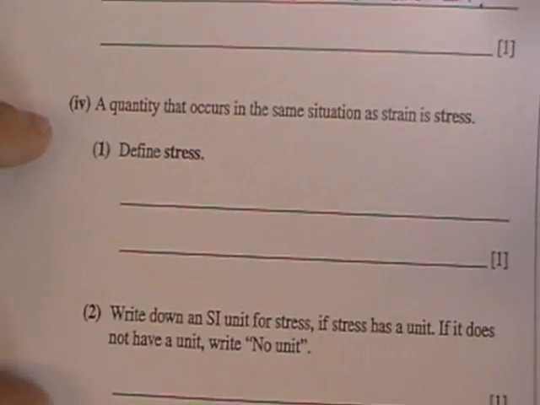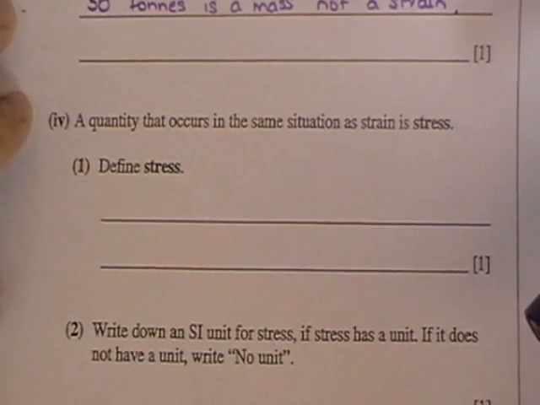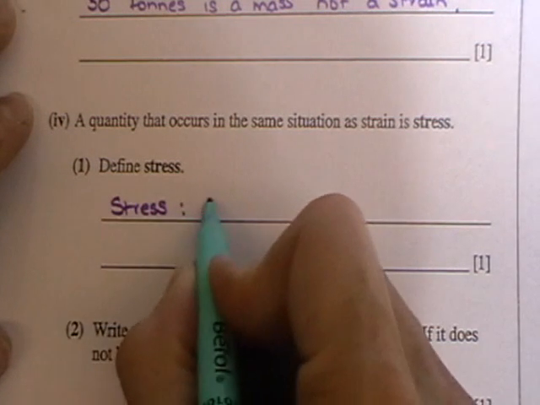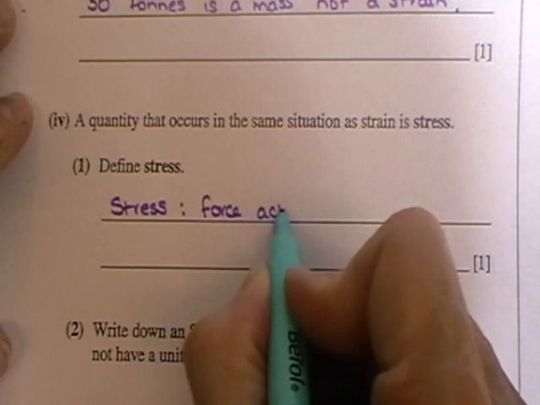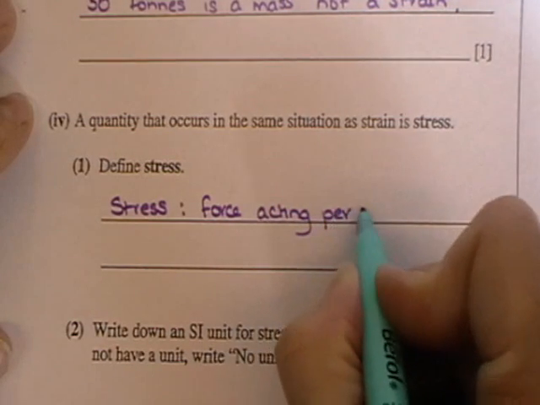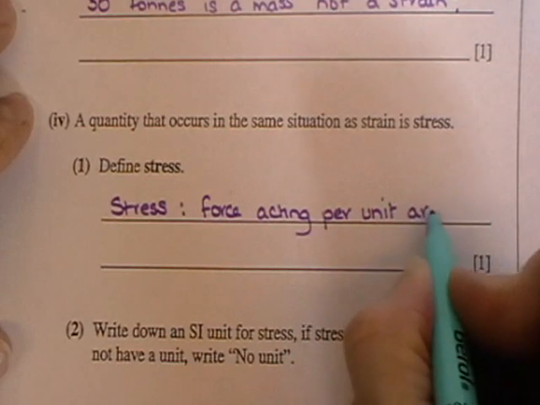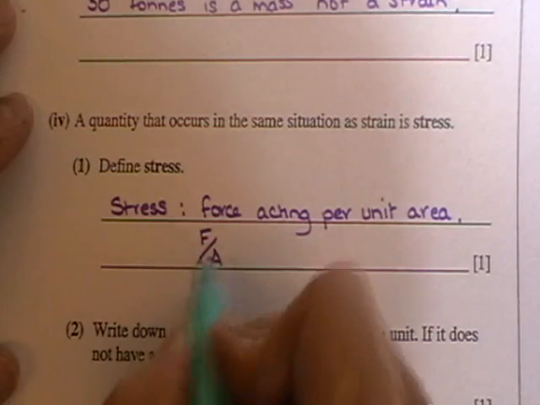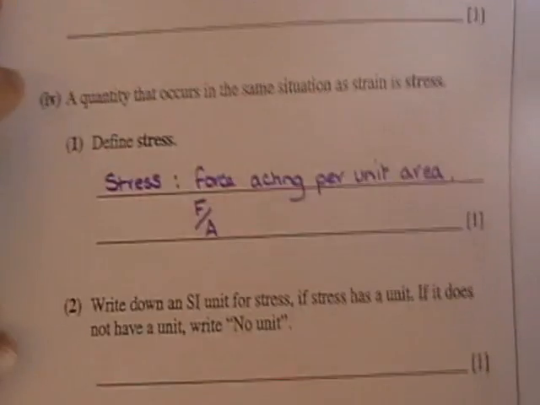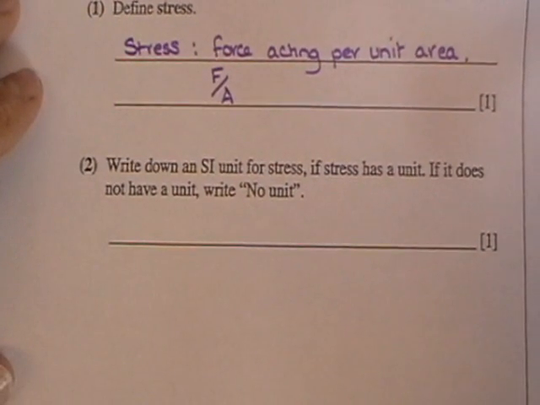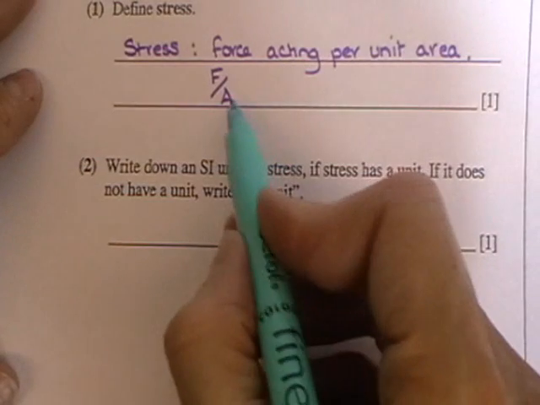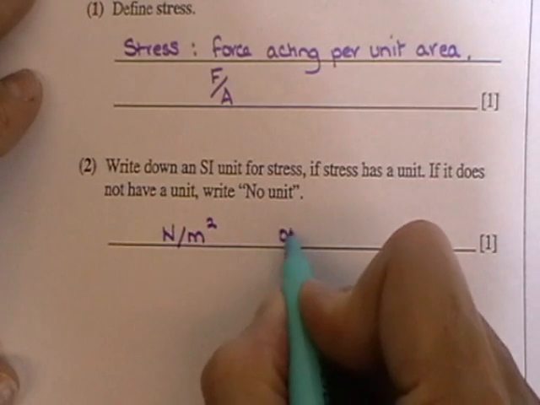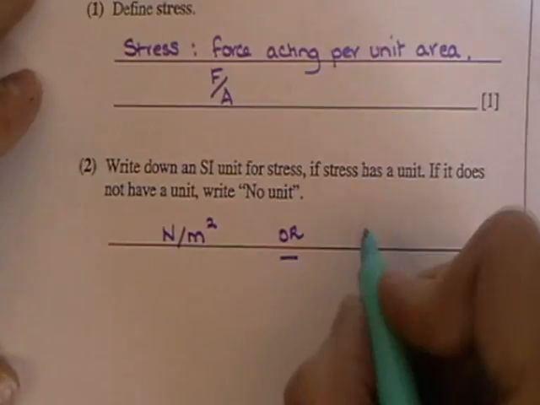A quantity that occurs in the same situation as strain is stress. Define stress. So stress is force acting per unit area. And you could write F over A, provided you say what F is and A is. Write down an SI unit for stress, if stress has a unit. If it doesn't have a unit, write no unit. So you can see force over area there is going to be newtons per metre squared. Or, because it is the same unit as pressure, pascals.